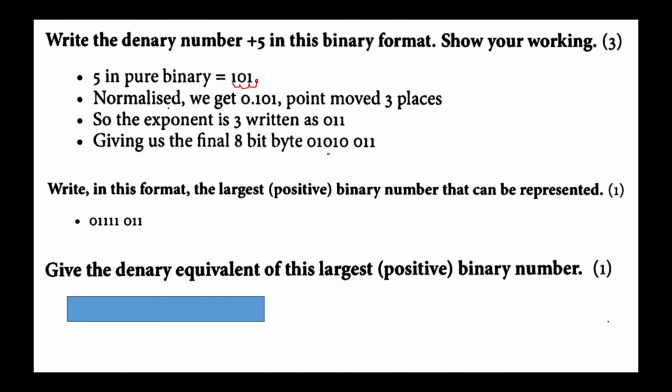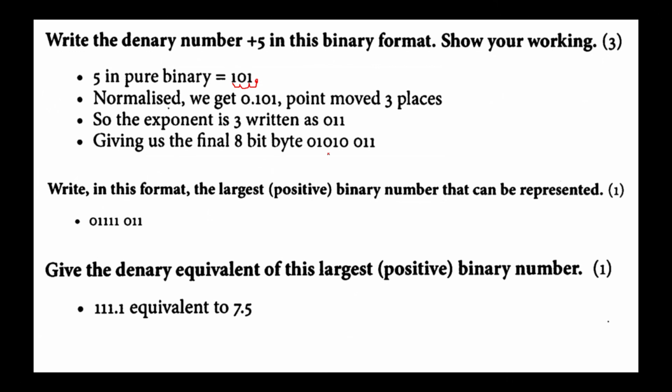Give the denary equivalent of the largest positive binary number. There you go, then. That is 111.1, equivalent to 7.5. Yeah, so that's the largest. I don't get that at all. I'll do some more work on it a bit later.